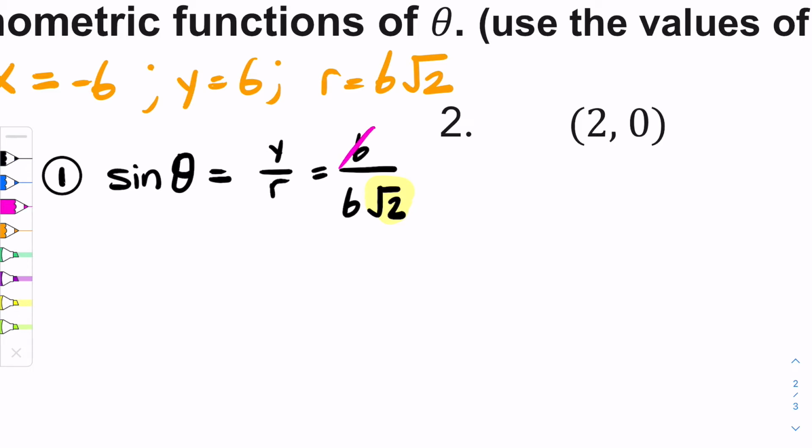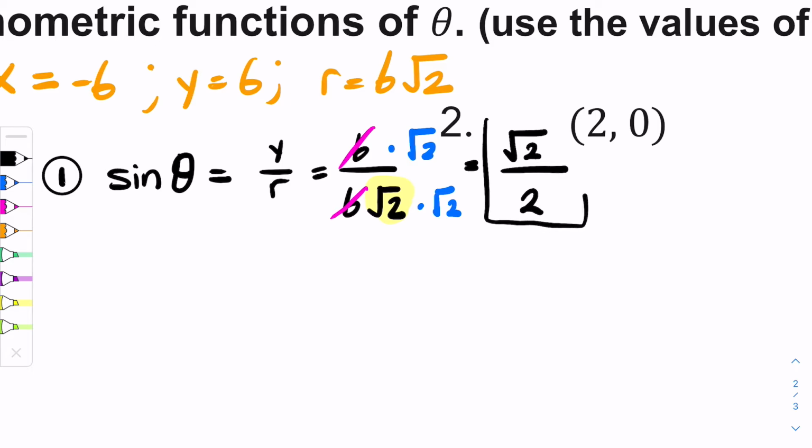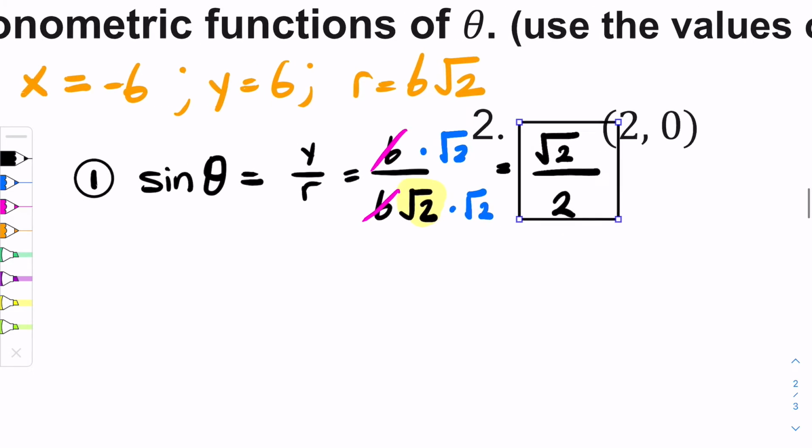The 6 and the 6 cancel, which right away I see that. But in order to rationalize, which we already did this year, so hopefully you remember, I need to multiply the top and bottom by the square root of 2, giving me an answer for a numerator of the square root of 2, and the denominator would be the square root of 4, which simplifies to 2. So the sine value, sine of theta, is the square root of 2 over 2.